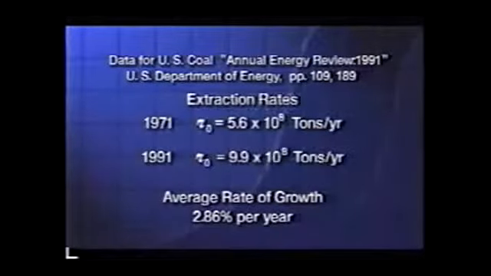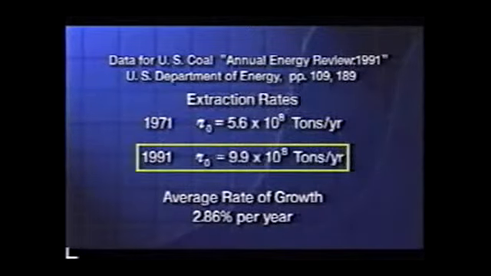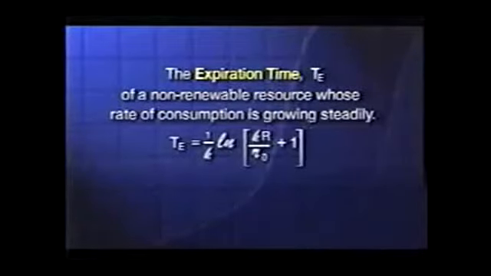Now, the report also tells us that in the year 1971, we were mining coal in this country at this rate. 20 years later, 1991, we were mining at this rate. Put those numbers together, and the average growth rate of coal production in those 20 years was 2.86% per year. And so we have to ask, well, how long could a resource last if you had steady growth in the rate of consumption till the last bit of it was used?